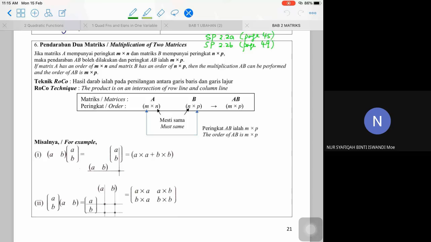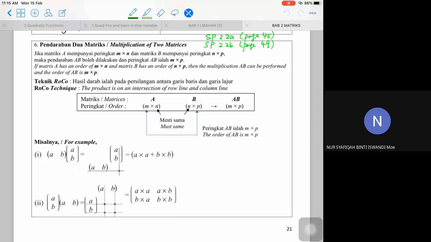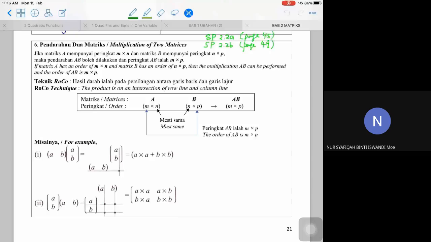We will start to continue on page 21. Page 21. The next subtopic is multiplication of two matrices. Before this, we have already done the operations of matrices that involved addition, subtraction, and also multiplication of the matrix by a scalar, right? That is all quite easier. So for this morning, we will continue with another subtopic, a very important topic, multiplication of two matrices.